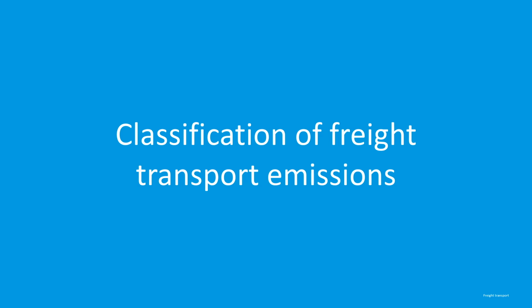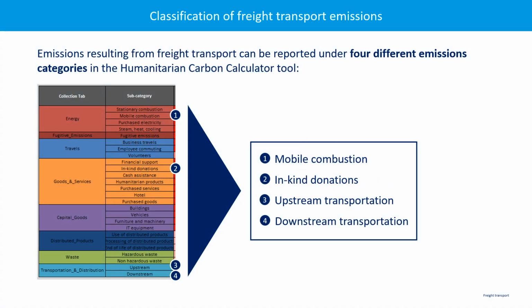So let's start with the first part of this video, the classification of freight transport emissions. Emissions resulting from freight transport can be reported under 4 different emissions categories in the Humanitarian Carbon Calculator tool. So we have mobile combustion, in-kind donations, upstream transportation, and downstream transportation. So in other words, emissions resulting from freight transport, so the transport of goods, can be classified across these 4 categories.